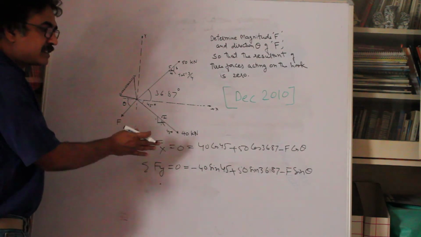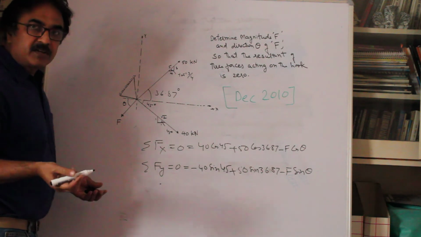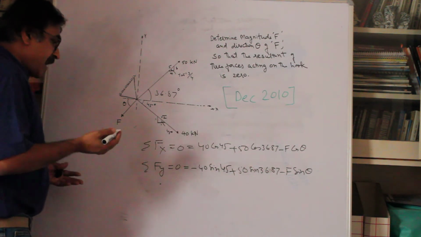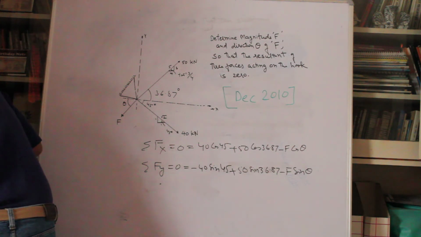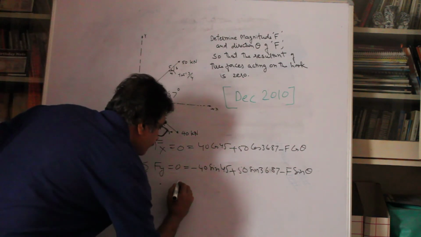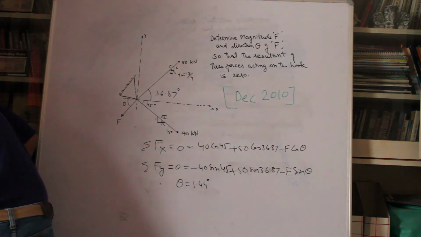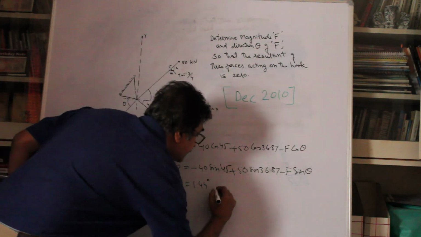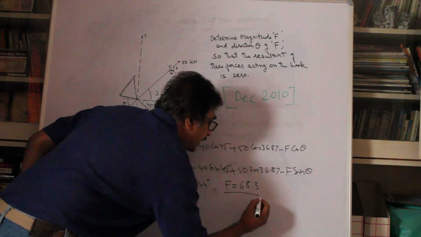So if you just solve these, there are two unknowns, one is F and the other is theta. Solve these equations, find out the answers for force and theta. The answers could be theta is 1.44 and F is 68.3. Right? So that's the answer.